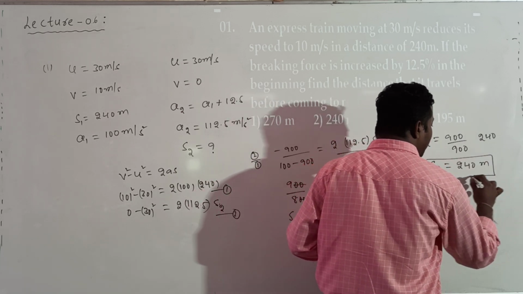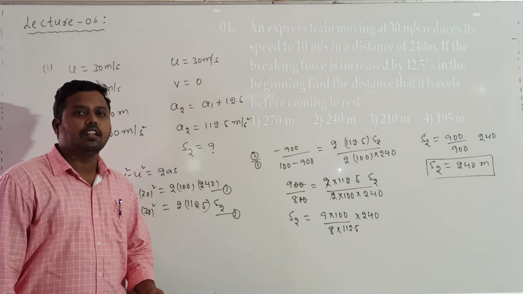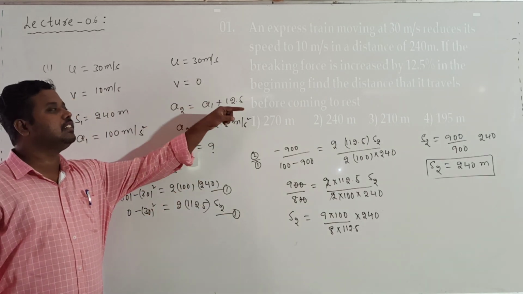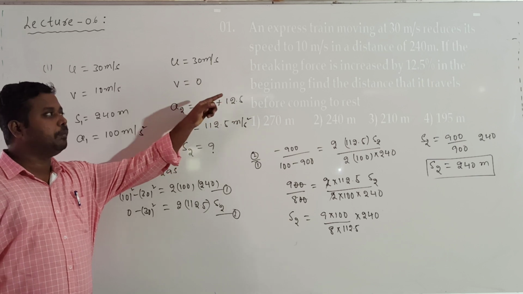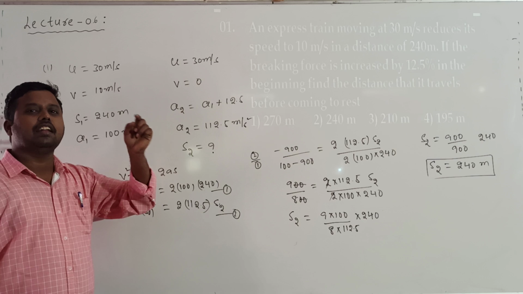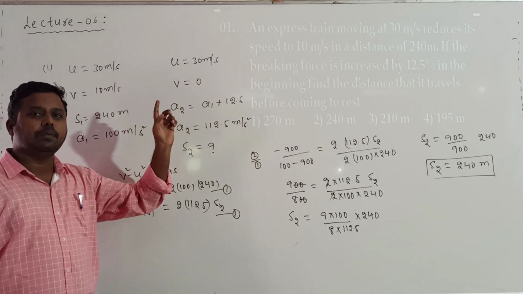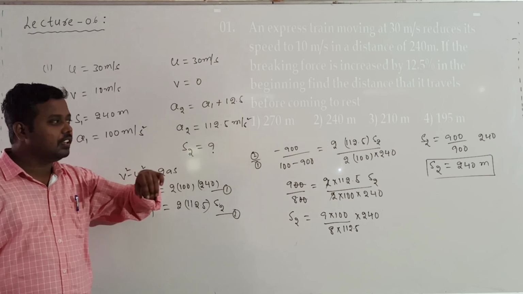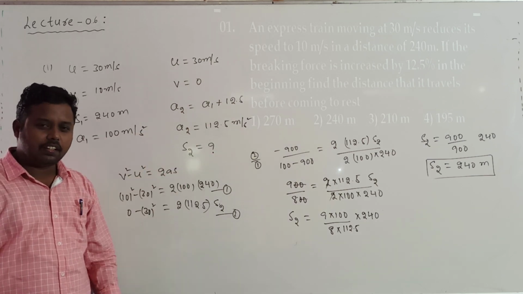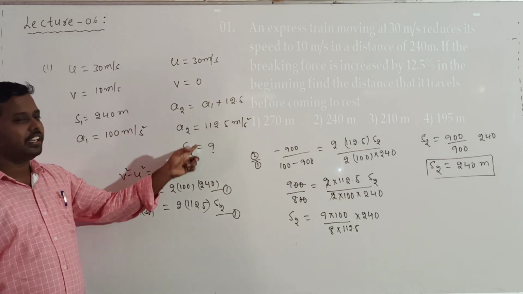Question understood now? So s2 value is equal to 240 meters. From the starting, if the acceleration value increases by 12.5%, then what happened to the distance travelled? When acceleration increases by 12.5%, the distance travelled by the body before coming to rest will be 240. In this question, here also 240, here also 240.